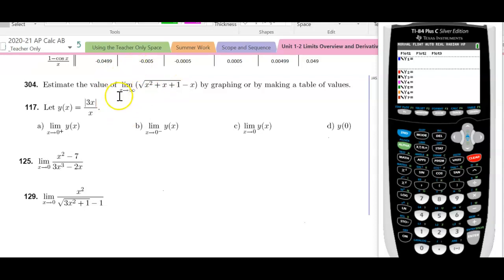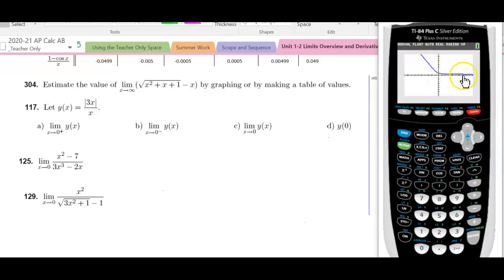Alright, in this next function, we're looking at end behavior. We're going to start in the same way. Plug this function into our y equals. Now that we have this function plugged in, I'm going to look at it on a graph. I usually start with a standard 10 by 10 graph just to get a feel of what this function looks like.